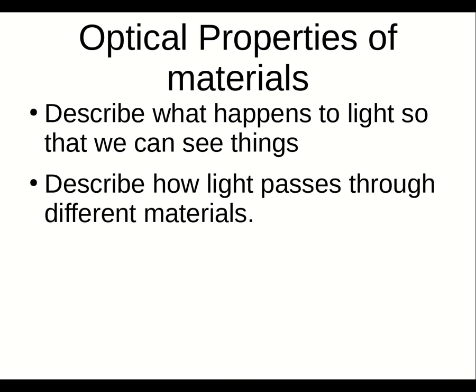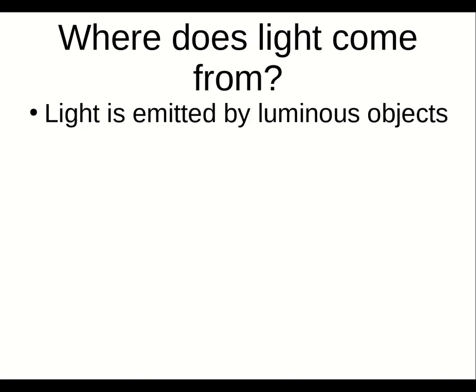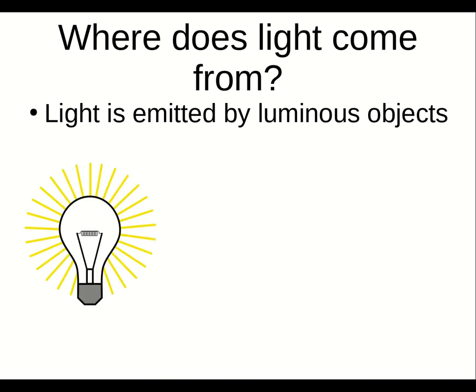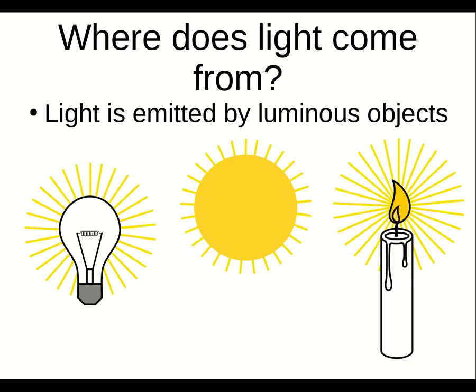So where does light come from? Well, light is emitted from objects which are known as luminous objects. And a luminous object is one which emits light for itself. So most objects will reflect light, but they don't emit light themselves. So things like a light bulb, the sun, a candle or a flame all emit light.